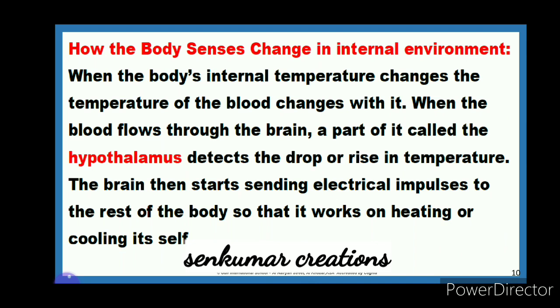So the temperature variation can be detected easily by the hypothalamus, the part of the brain. The brain then starts sending electrical impulses to the rest of the body, so that it works on heating or cooling itself. Okay. So the hypothalamus is an important part of the brain which detects the temperature variation outside, either increased or decreased, and according to that it sends some impulse to the particular organ, hair, skin, or whatever it may be, to maintain the body temperature, either cooling down the body or raising the body temperature.